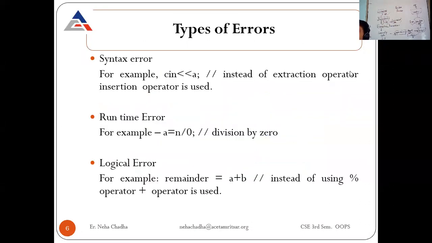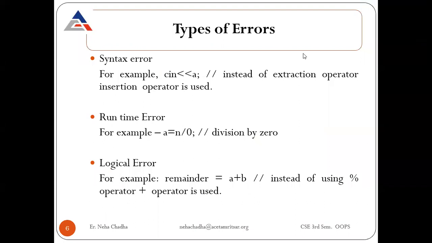The types of errors. We have three types of errors in C++. First is the syntax errors.